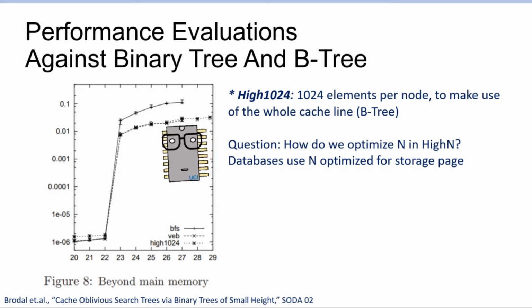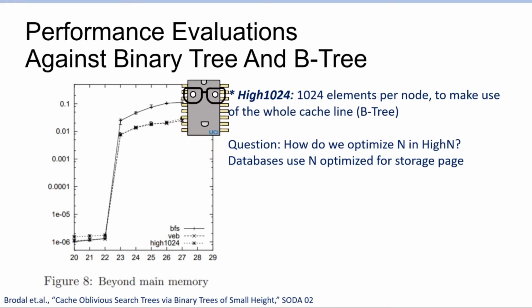And 1024 subtrees, subnodes, is chosen because, I guess, it is to make use of the whole cache line. It is to make use of the whole storage page that you have to read, because the storage page in Linux at least is 4 kilobytes. We want to make use of the whole page when it's read.